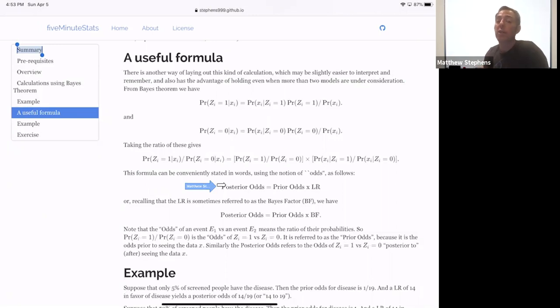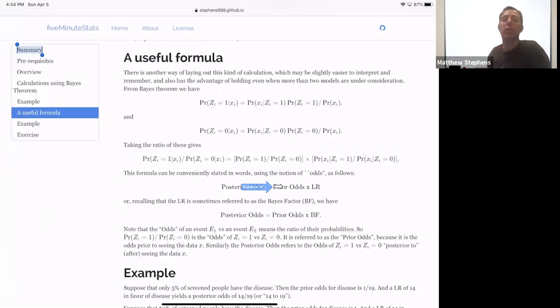And so if the odds are just less than 1, the bottom has to be slightly bigger than the top. So in other words, it must be slightly more probable that the individual is normal than diseased after seeing the data. And just more generally, a posterior odds of 1 would mean it's 50-50 after seeing the data. So another way of thinking about it is if the prior odds were 1 in 19, you need a likelihood ratio of 19 to cancel out that prior odds and give you a 1-to-1 posterior odds, which would be 50-50 after seeing the data.